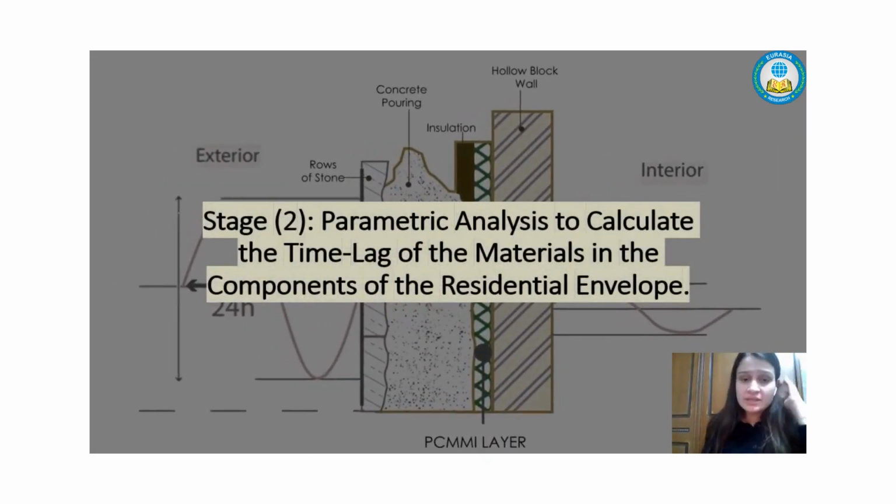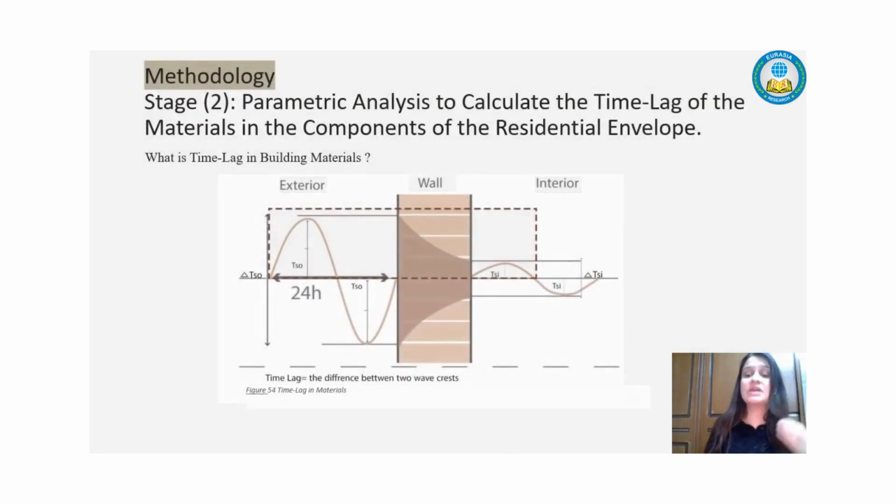Second stage is a parametric analysis to calculate the time lag of the material in the components of the residential envelope. How would I be calculating the time lag? Because time lag, as we all know, couldn't be calculated without measuring it in real life. So what I did is that I simulated it and added parameters by a parametric analysis to it.